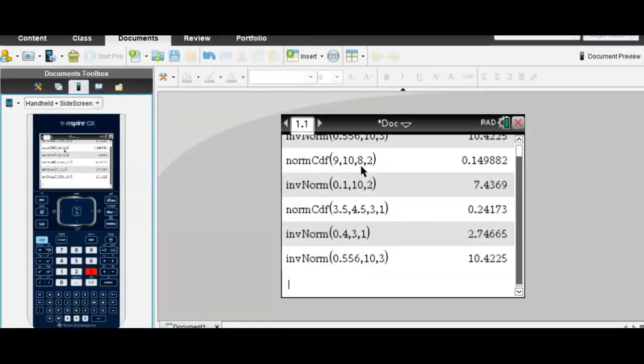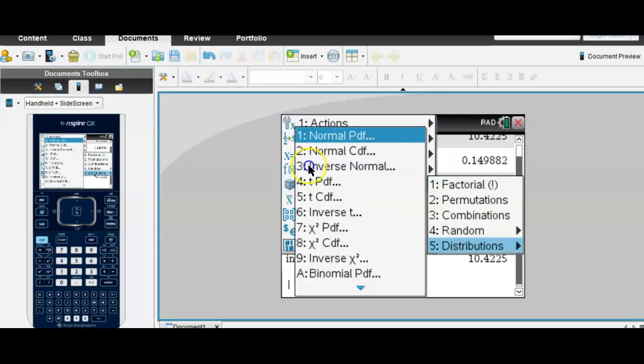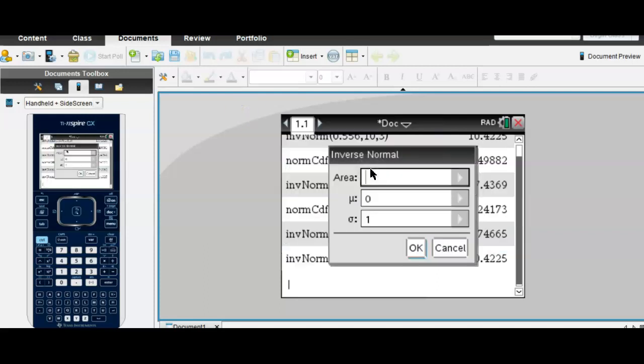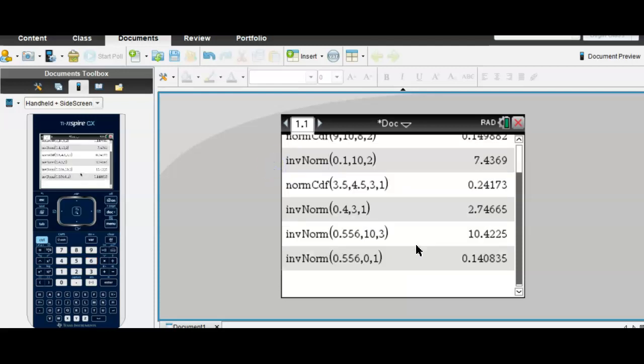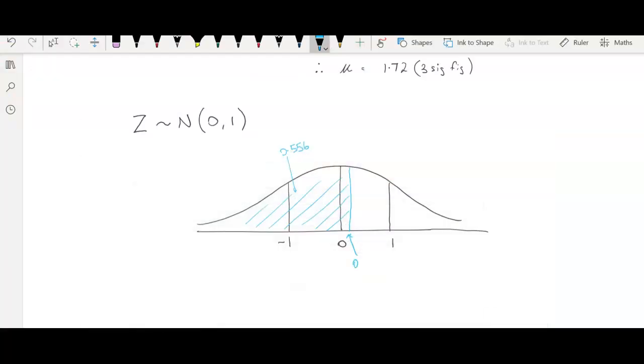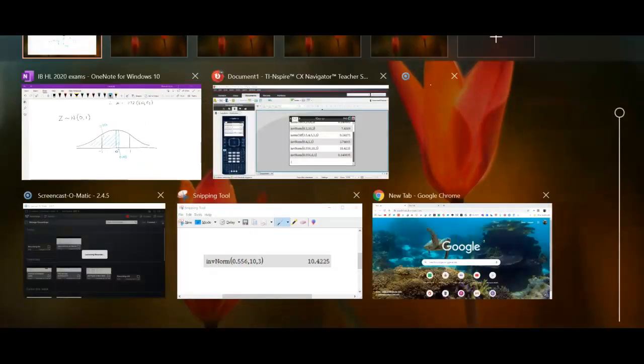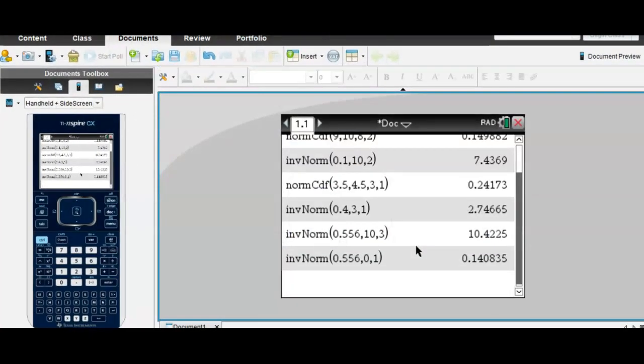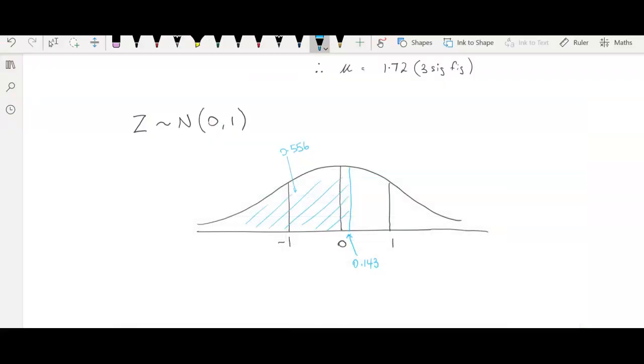Hitting menu, 5, 5, 3. Our area is 0.556. We're leaving, do you see now, mean and standard deviation at their default values. So we hit OK, we get 0.140835.